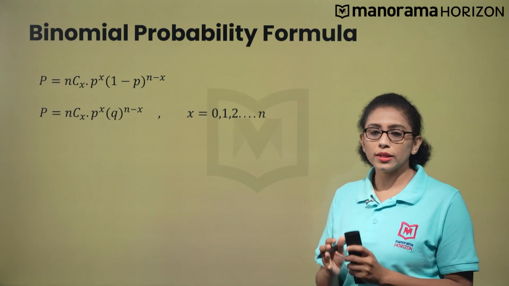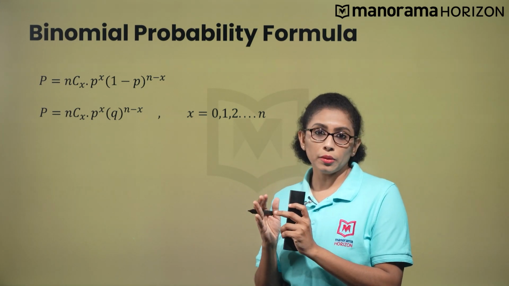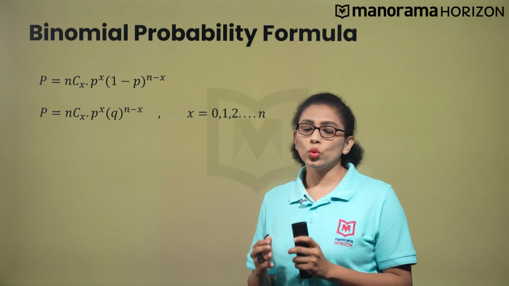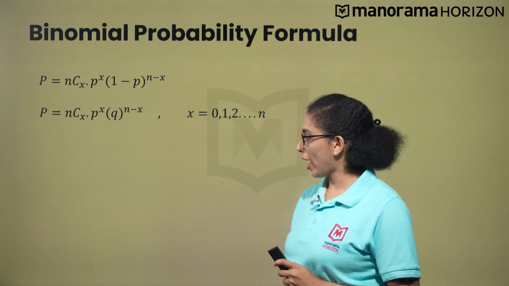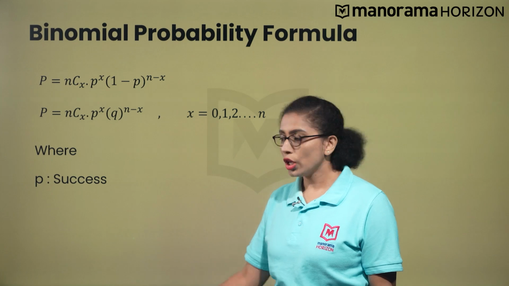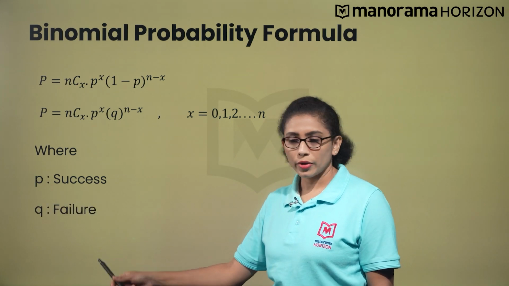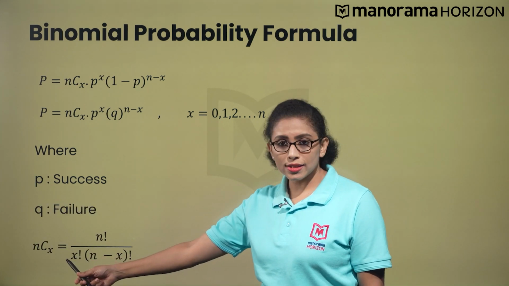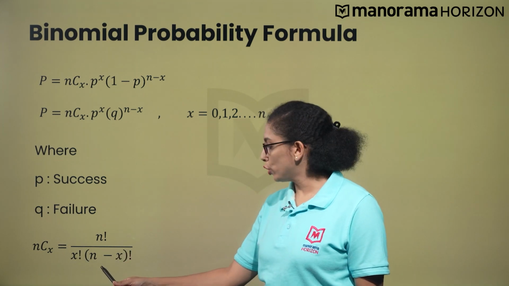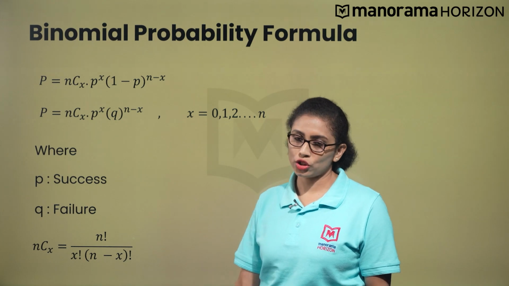And this is actually the x plus 1th term in the binomial expansion of (p plus q) the whole raised to n, where what does the p represent? P represents the success, q represents the failure, and what is nCx? nCx is n factorial by x factorial into (n minus x) factorial.